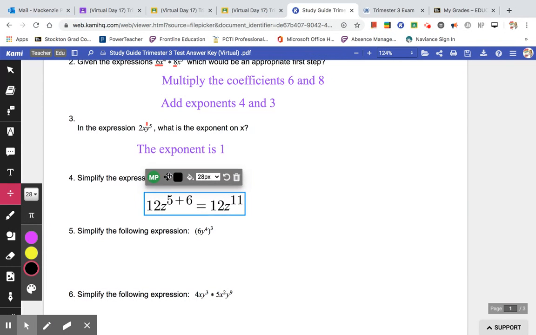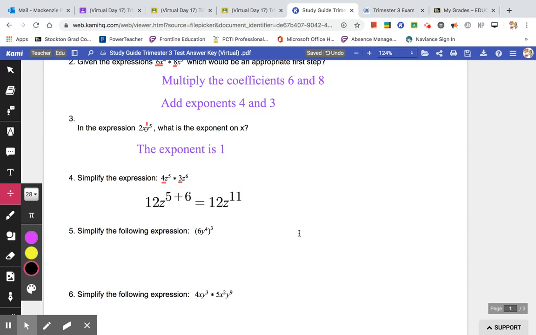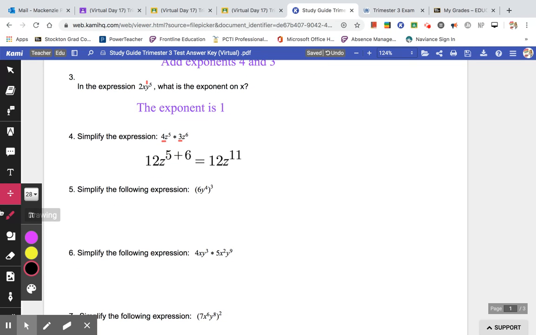You will have to show your work for any open-ended question on the test, but if they're multiple choice, obviously you just pick the answer. Just a reminder, you do have to show your work if they're open-ended.